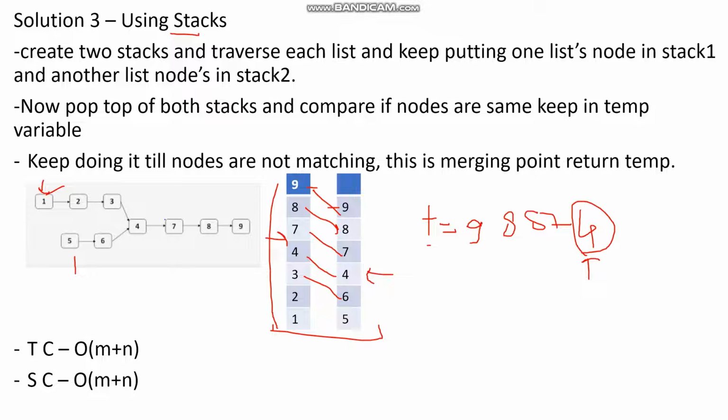So what will be the complexity? Complexity will be O(m+n), because we are traversing each linked list once. So this will be O(m+n), and space complexity will also be O(m+n), because we are putting all the elements of linked list 1 and linked list 2 in two different stacks.